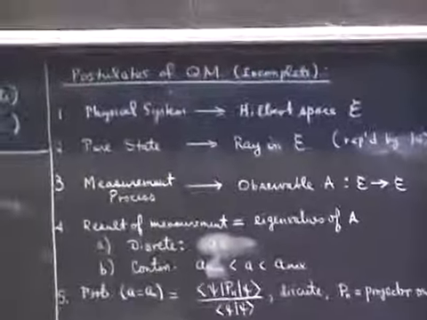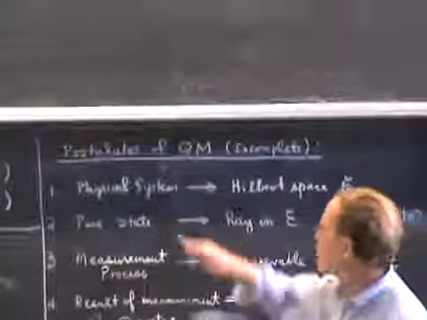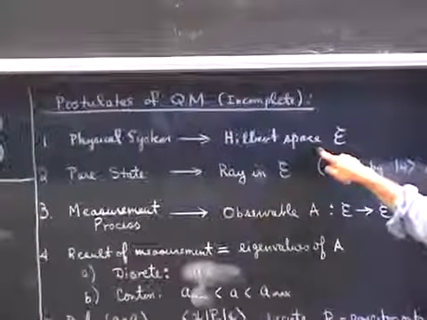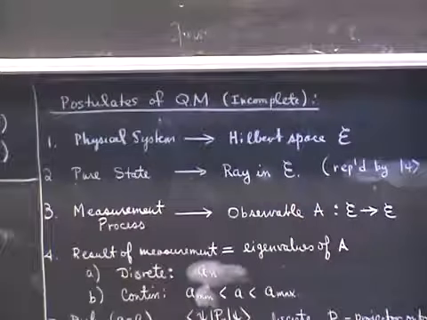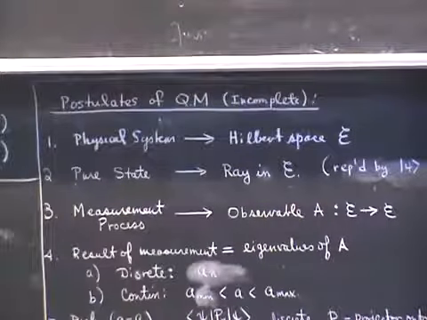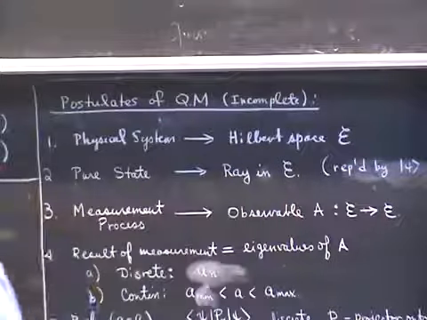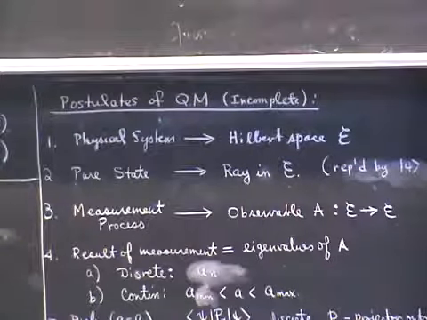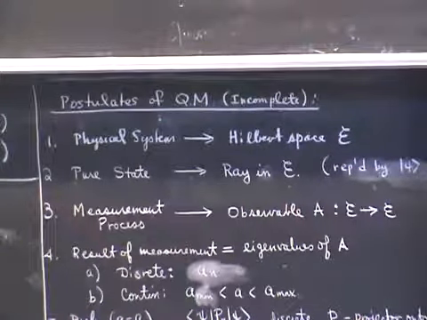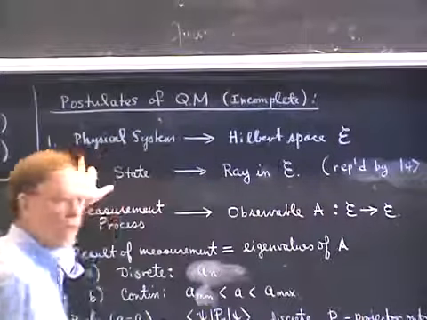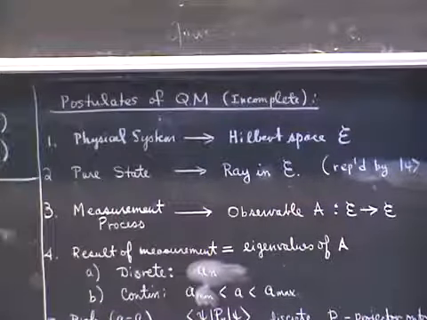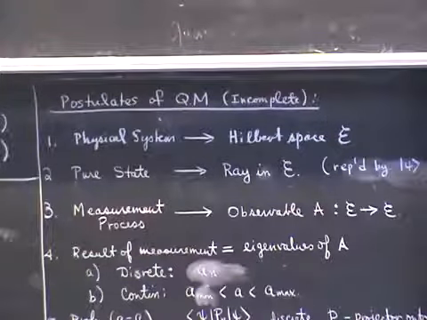First of all, the first postulate says that every physical system is associated with a certain Hilbert space, which I'll call script E. Hilbert space is a complex vector space with a scalar product on it. It has certain properties such as its dimension, and the dimension of the Hilbert space is actually determined by the physical system. I'll give you an illustration of how we know what the dimension is in just a moment.